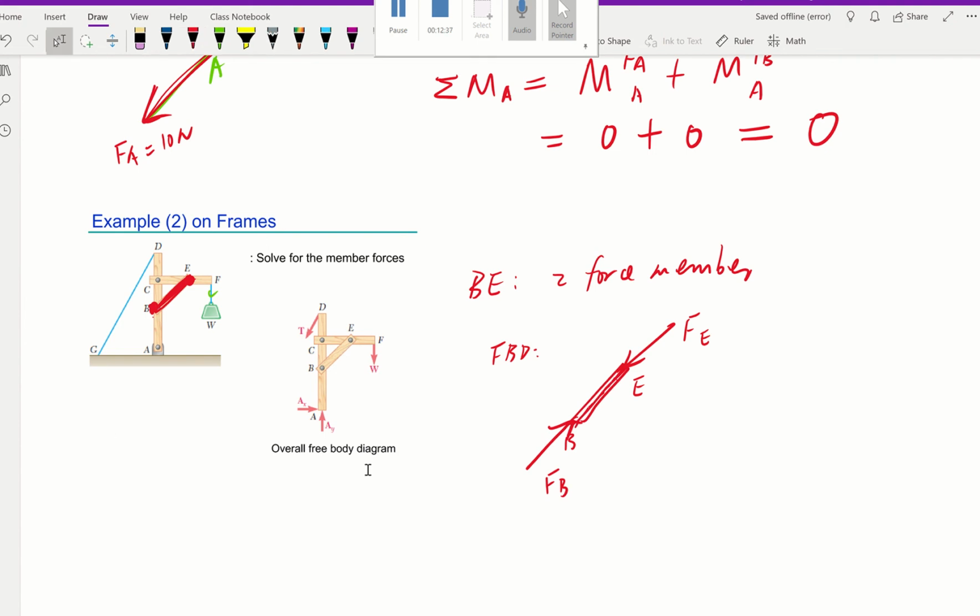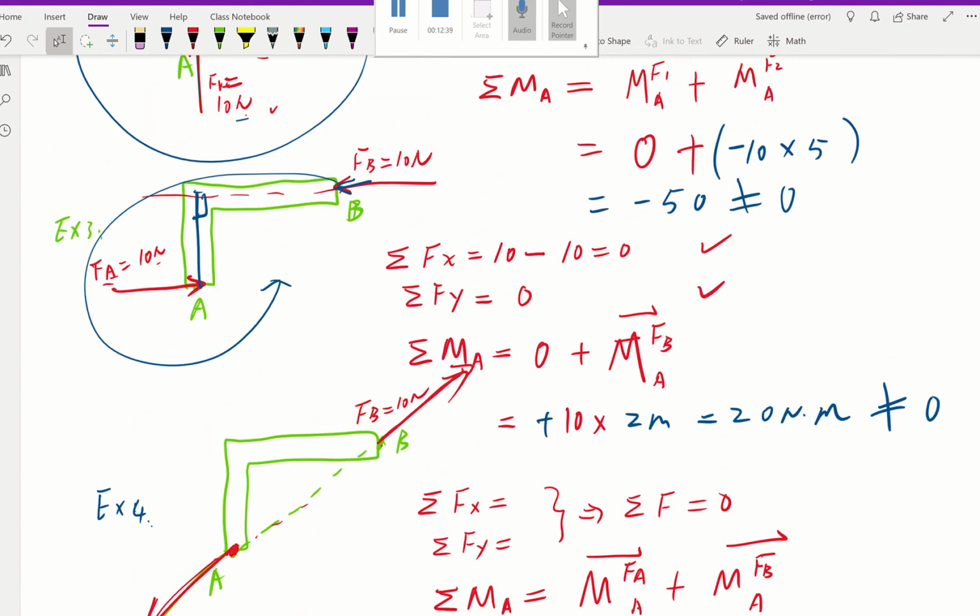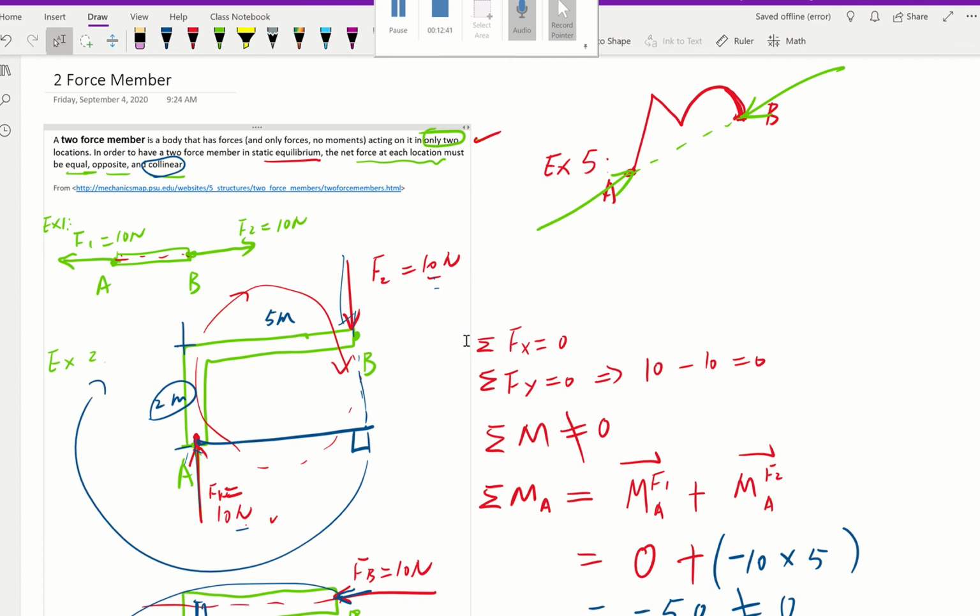All right, hopefully this helped, because identifying a two force member is actually going to be quite helpful when you're solving problems.